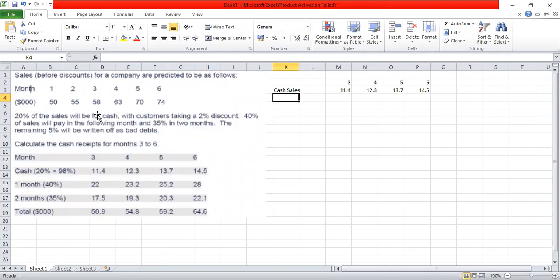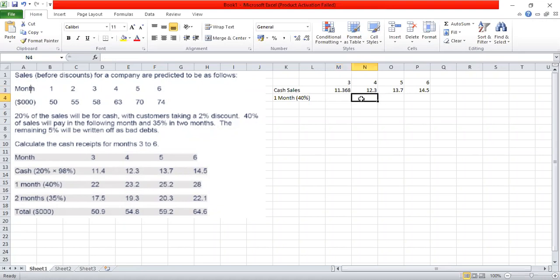The terms are 40% of sales will be paid in the following month. So I'm showing this same thing. How we work it out is what I'm showing here. So 1 month if it is taken, so 40%. See, the third month sale is 58. So here it is 58 into 20% again into 98%. So that is how we got 11.4. So if 20% is paid in the third month, 40% will be paid in the fourth month.